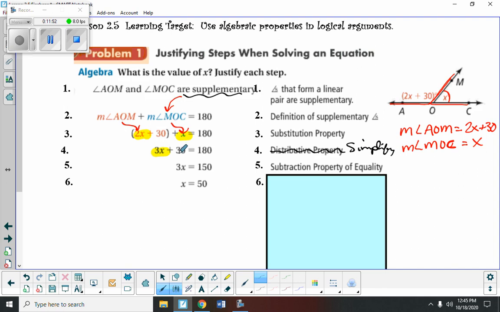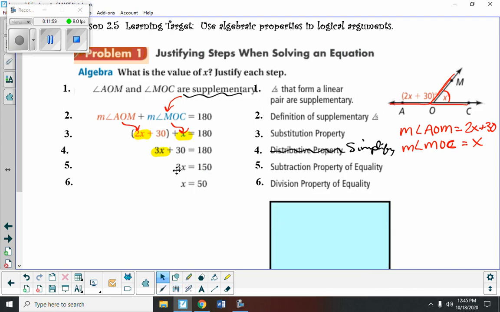In the next step, they subtracted 30 from each side to get 3x plus 150. And in the last step, they divided each side by 3.